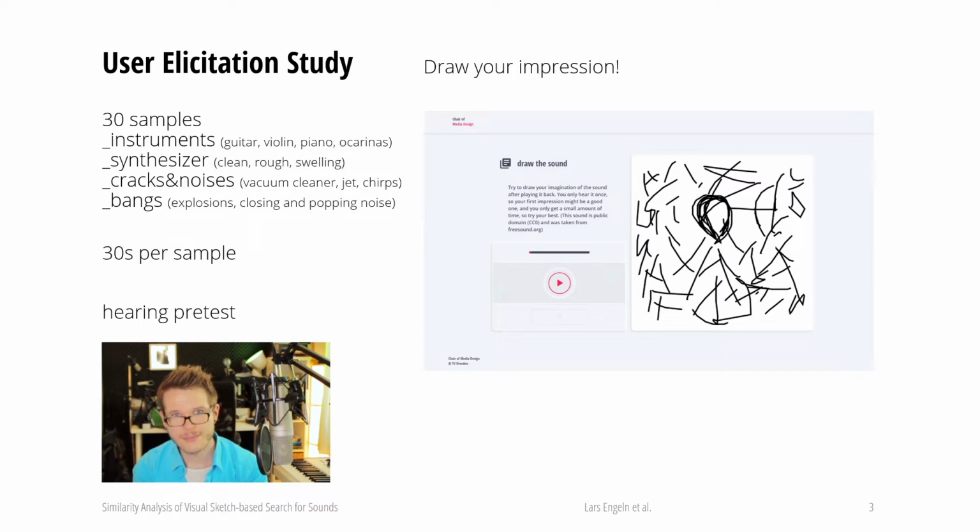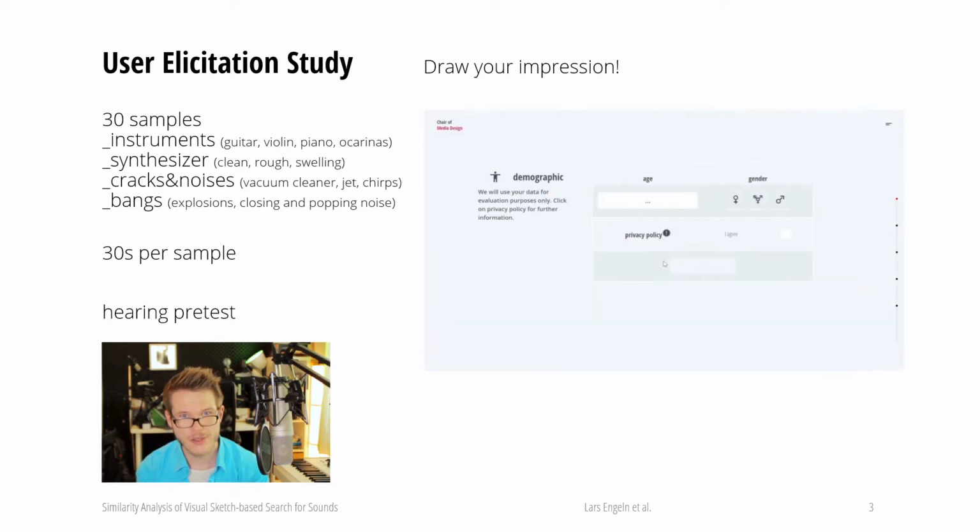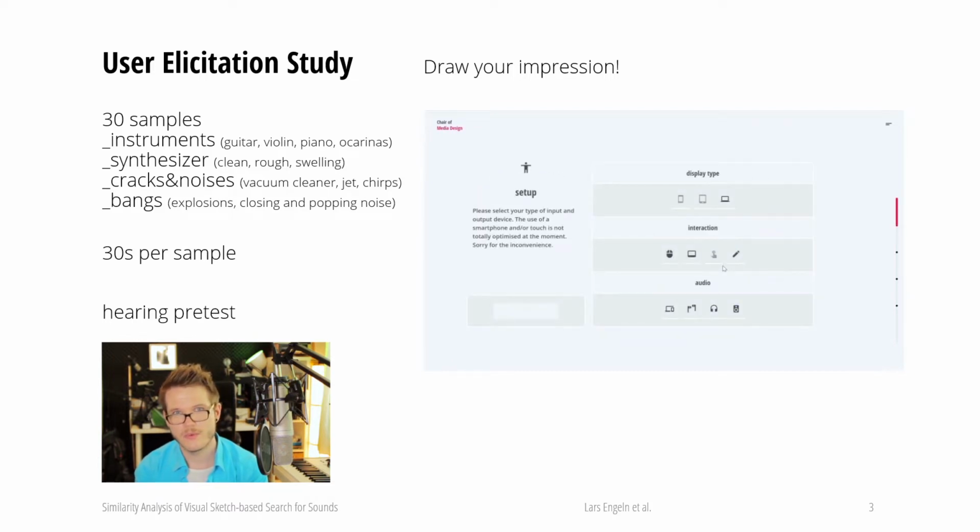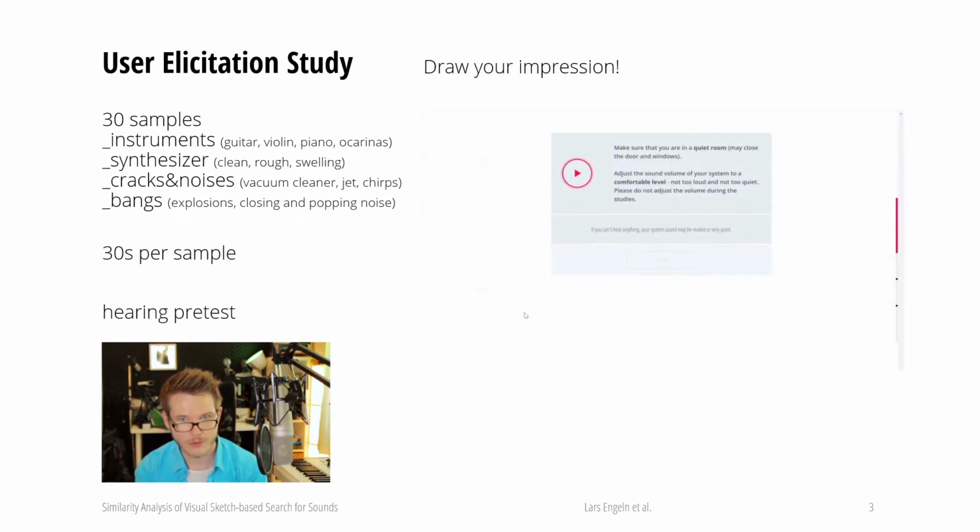As the participants used their own hardware in this online user elicitation study, no sounds had information in the very low end nor in the high frequencies. Also, the participants had to perform a hearing threshold pre-test so that we can ensure that everything was audible with their hardware at home.